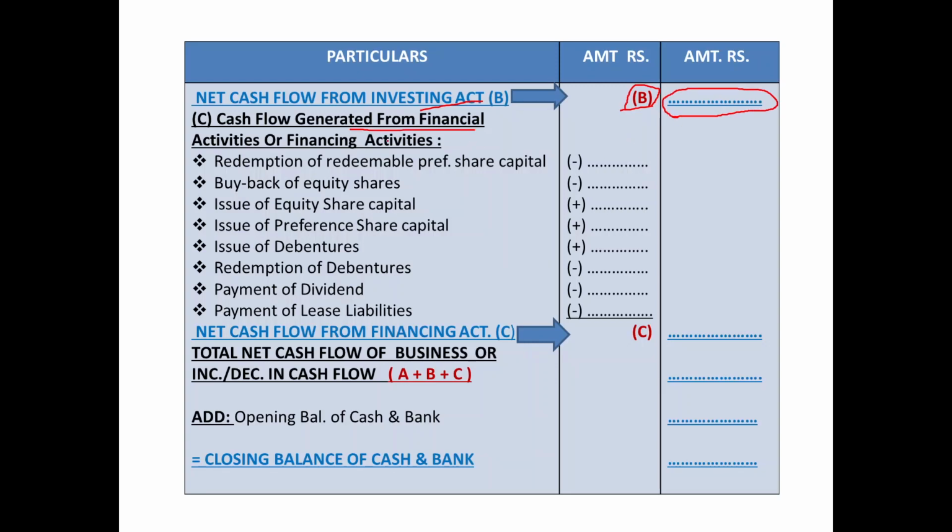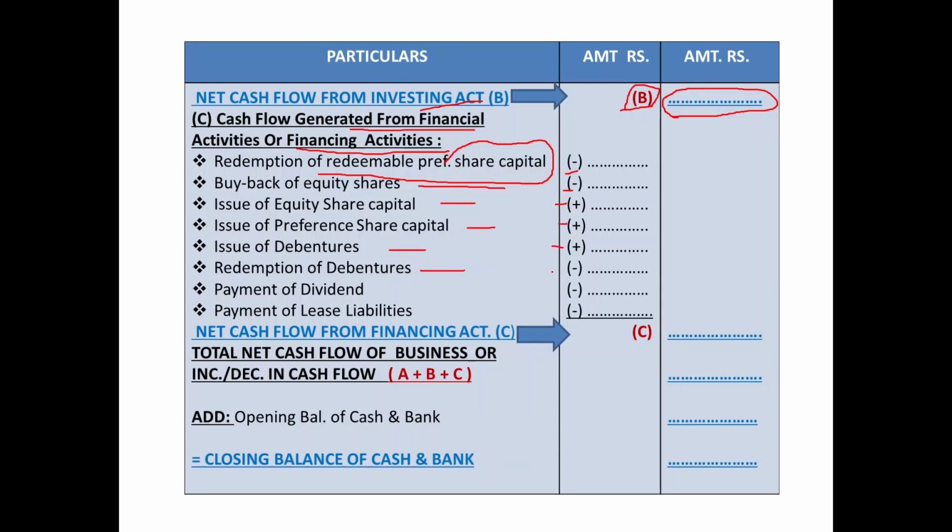Cash flow generated from financial activities or financing activities. These are related with share capital, loan, borrowing, etc. Some of the transactions: redemption of redeemable preference share capital, RPS redemption, you will find it in fund flow also, here too. It indicates cash outflow, minus. Buyback of equity share, you will pay money, minus. Issue of equity share, issue of preference share, issue of debenture: you generated cash, you bring cash into the business, so it indicates cash inflow, plus plus plus.